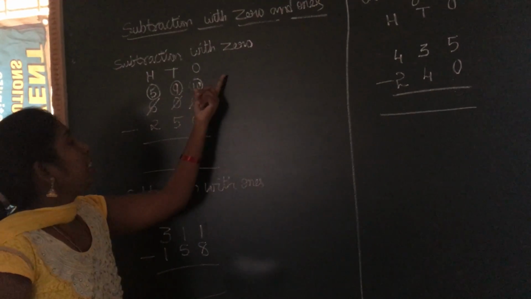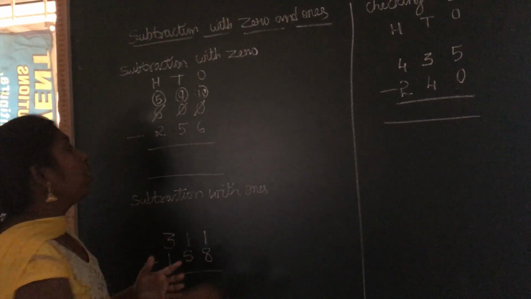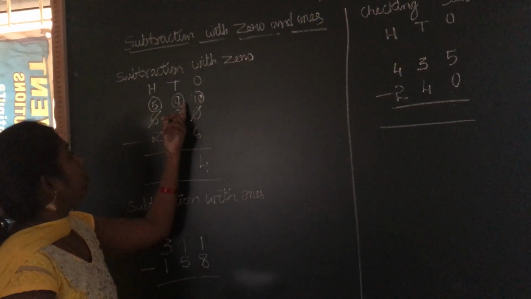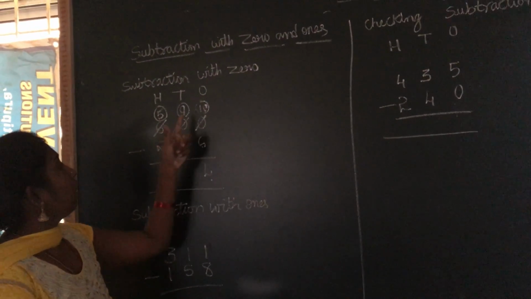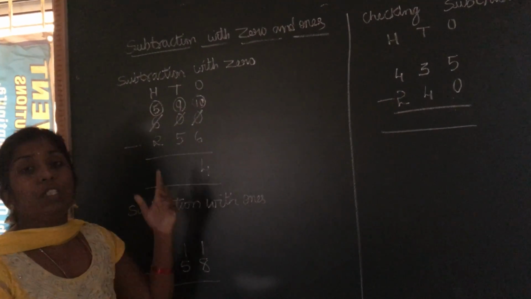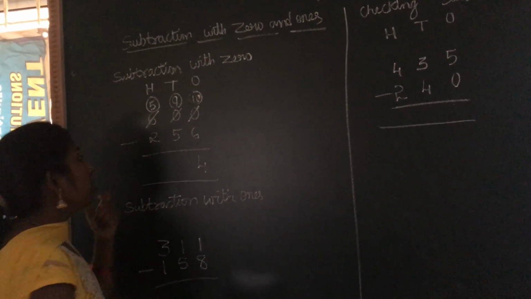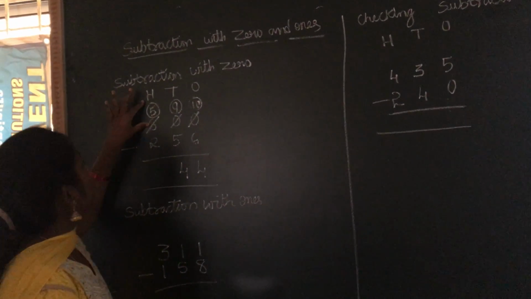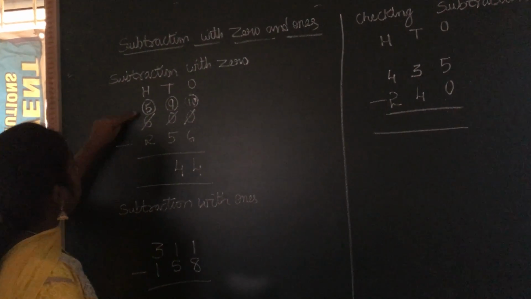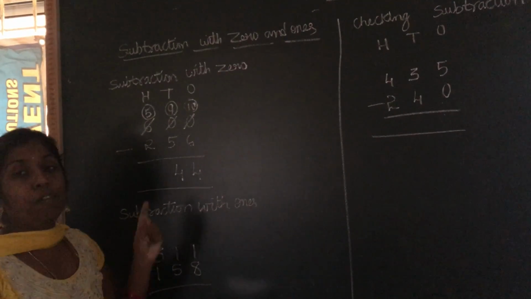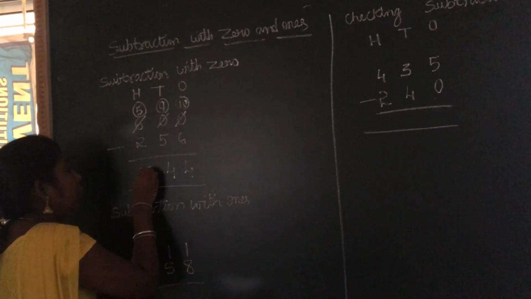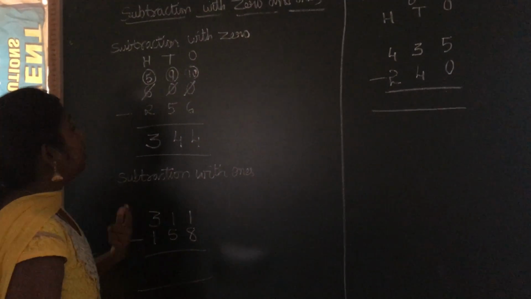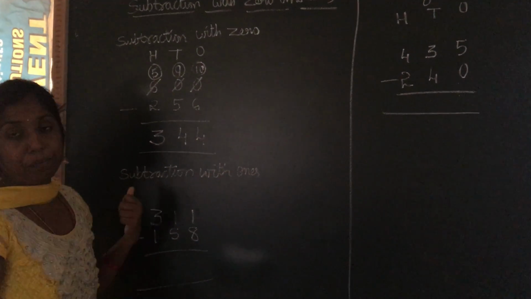Understood, no? 10 minus 6 is how much? 4. Then subtract the tens column. What is the number in the tens column? 9 and 5. So 9 minus 5 is how much? 4. Then subtract the hundreds column. 5 minus 2, how much? 3. 344 is the answer.